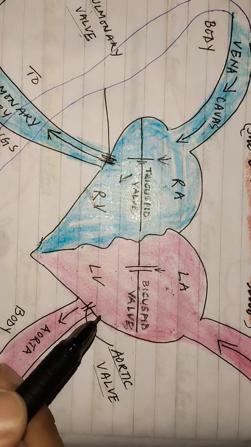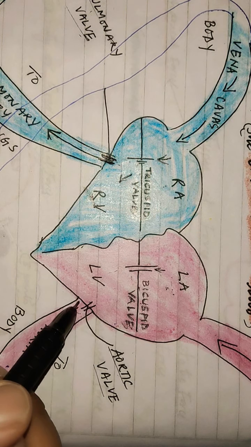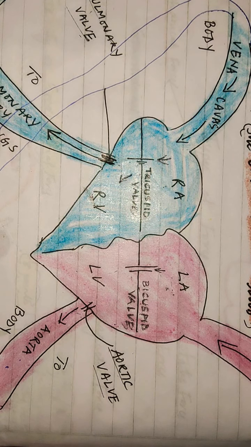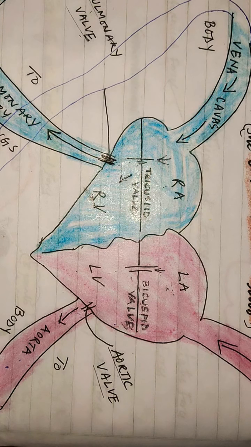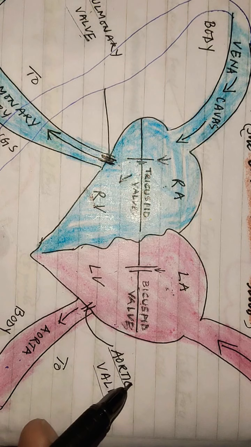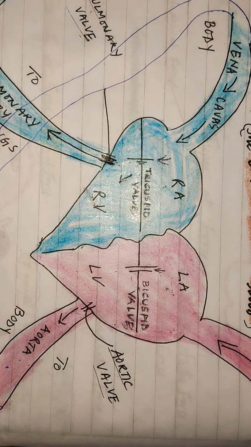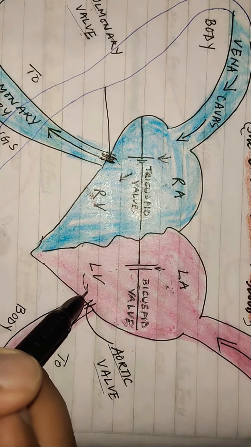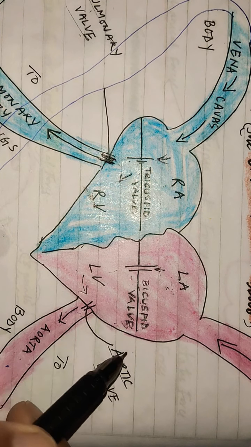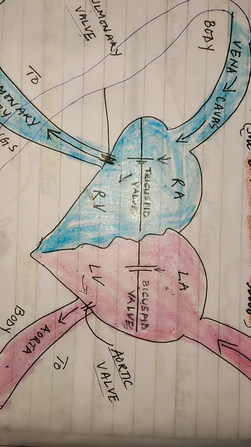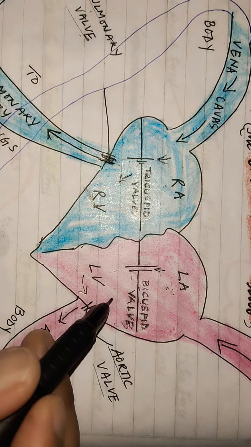From the left ventricle, again there is a valve, and the name of the valve is the aortic valve. Aortic semilunar valve or aortic valve is the same thing. Once the oxygenated blood reaches the left ventricle, it has to pass through this aortic valve. Again, the function of this is to prevent the backflow of blood.